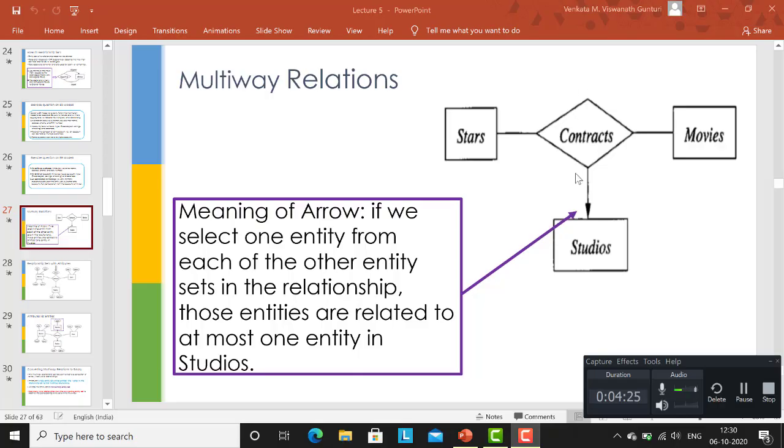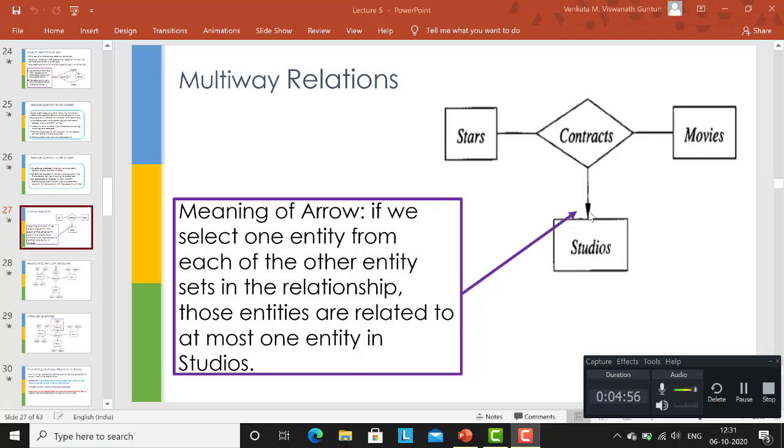And I would like to take some time and focus on this bold arrow which I am pointing to studios. So if you had just a binary relation, that is just two entities and then a bold arrow like this, I would have said that we have a many to one relationship from here to here, right? So that was the case in binary relationship. But now in this relationship you have three entity sets, and then I have a bold arrow over here.